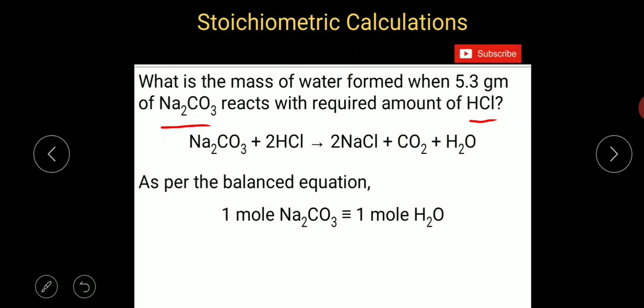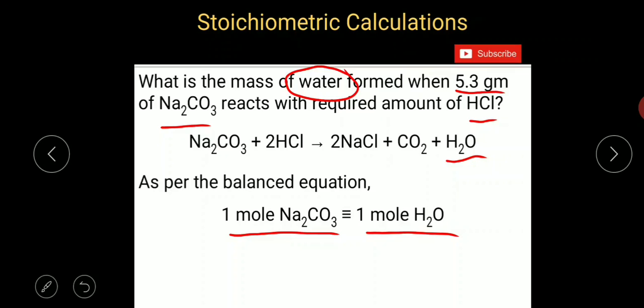So 1 mole of Na2CO3 will give you 1 mole of H2O. Yeah, they are asking the mass of water. So we need the relation between moles of Na2CO3 and moles of H2O. So 1 mole of Na2CO3 is equivalent to 1 mole of H2O. Mass of Na2CO3 is given and they are asking the mass of H2O formed.